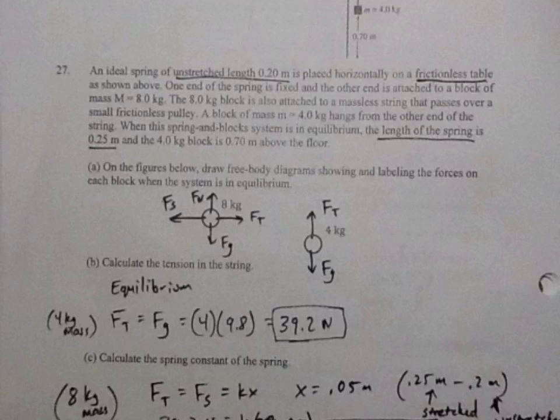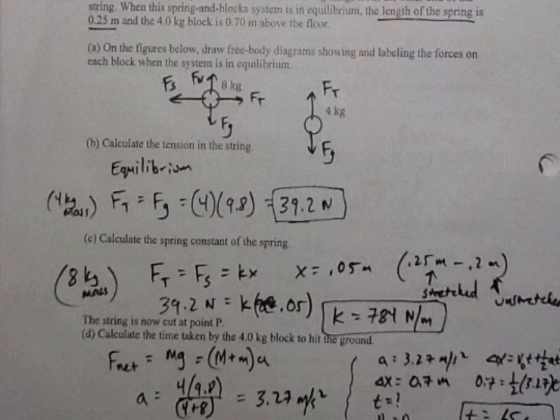For part C, similar to part B, we want to calculate the spring constant of the spring. Now, we have to look at the 8 kilogram mass because that's the only one with a spring force. That's what it's connected to. So we look at that free body diagram from part A, and we see that FT is in the opposite direction of Fs. Now, just like the 4 kilogram mass, the system is in equilibrium, so it's not moving, it's just sitting there. So similarly, that means that the tension in the rope has to equal the spring force. Now, we already know the tension from part B. It's the same rope as it is for the 4 kilogram mass, so tension is the same.